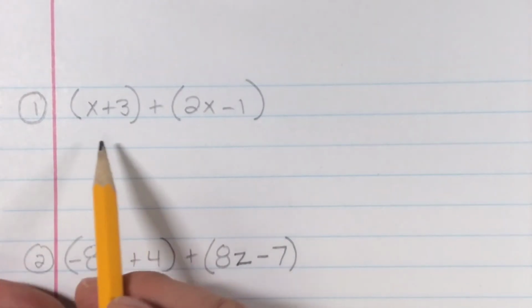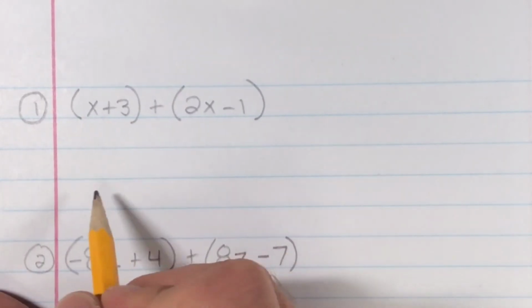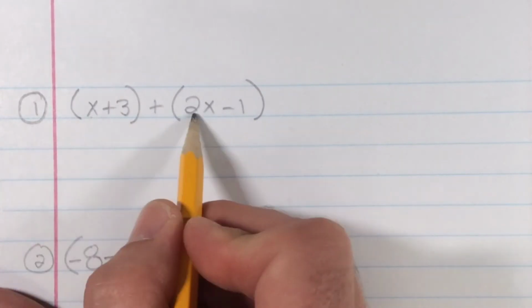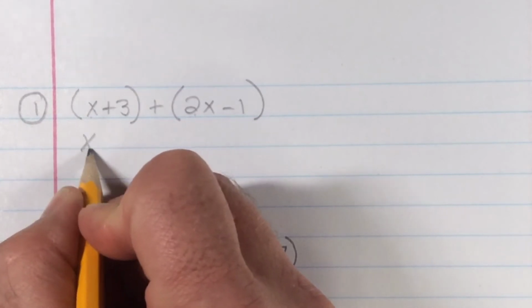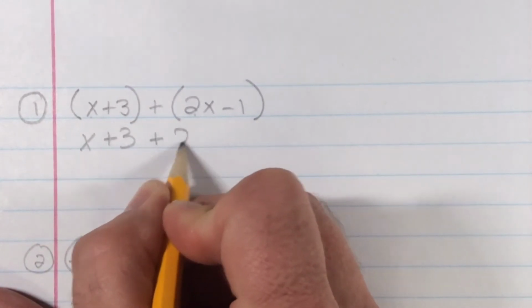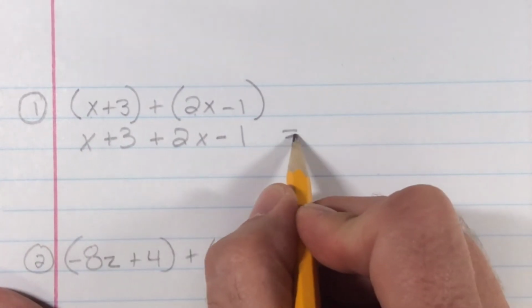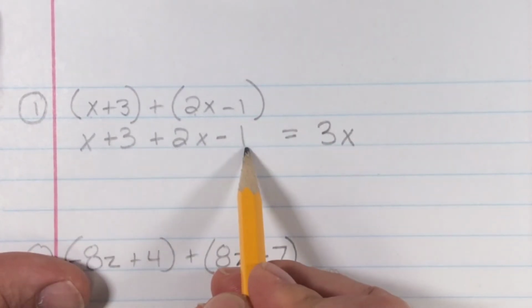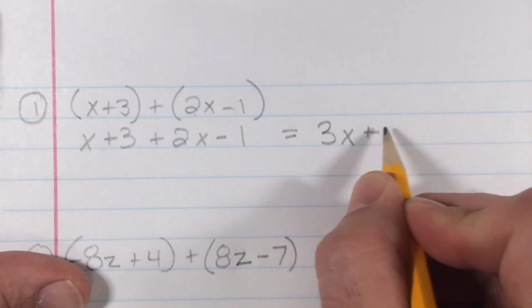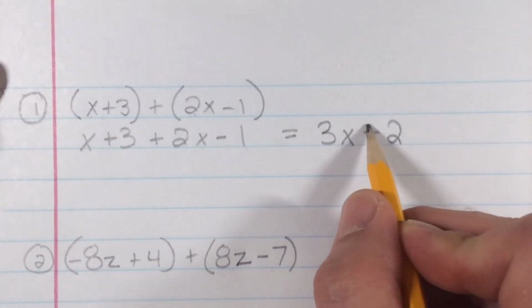Okay, so for number 1, no distributive property needed here, so I can just combine like terms. So I have an x and a 2x, or if you want to rewrite it, let's rewrite it with no parentheses. It would just be x plus 3 plus 2x minus 1. Now I have an x and a 2x, which gives me, obviously, 3x. Same sign, add and keep. A 3 and a negative 1, which will give me a positive 2. So 3x plus 2.